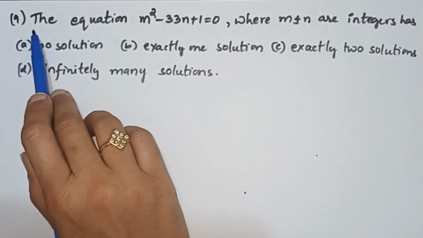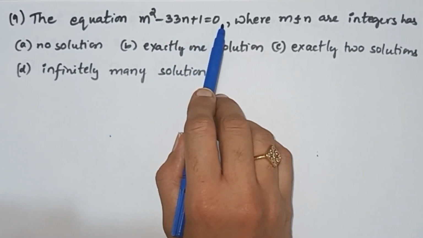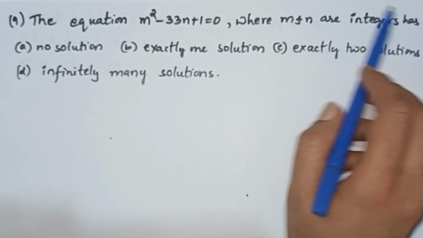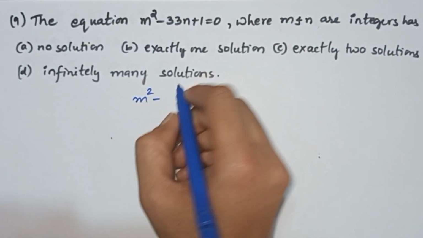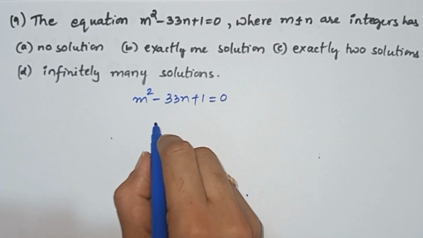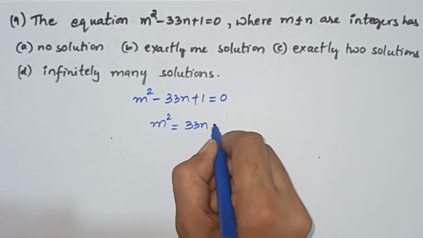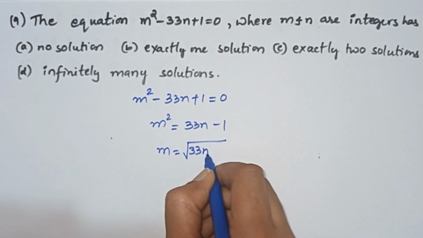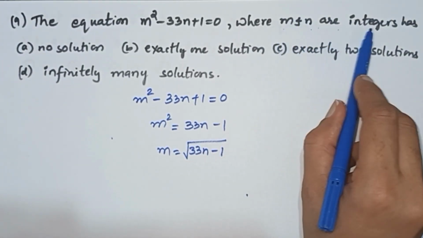Now the ninth question: the equation m square minus 33n plus 1 equal to 0, where m and n are integers, has four options given here. So the given equation is m square minus 33n plus 1 equal to 0. So we will get m square equal to 33n minus 1. So m equal to square root of 33n minus 1. So condition is m and n are integers.